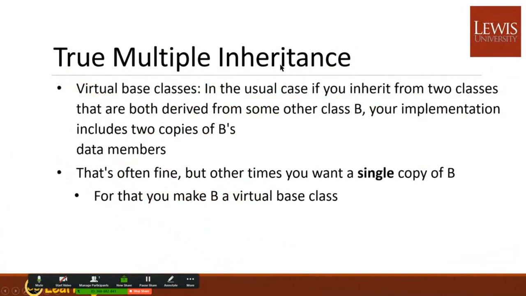And then through multiple inheritance, you have the virtual base class. In the usual case, you can inherit two classes that both derive from some other class B, and your implementation may include two copies of the B data field. That's often fine. But when you want a single copy of B, you can make B a virtual base class.